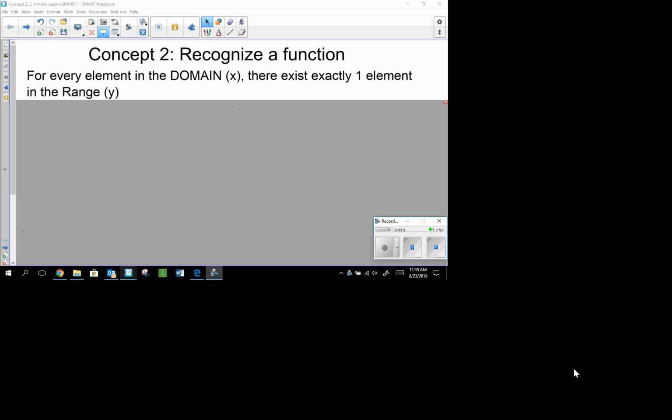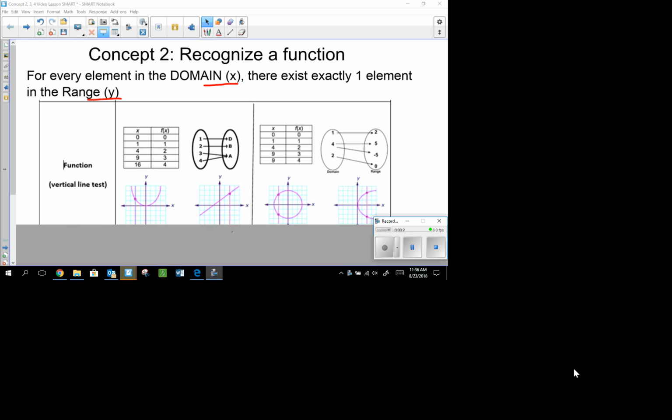Hello, today we're going to talk about concept 2, recognizing a function. To recognize a function, for every element in the domain, which is your x-axis, there exists exactly one element in the range. So again, your domain is your x, your range is the y. Here's some examples that we could look at.